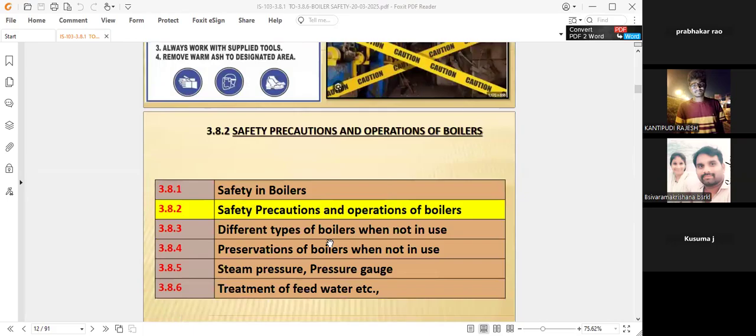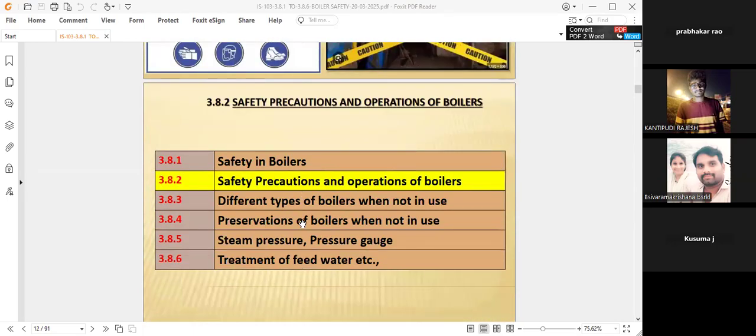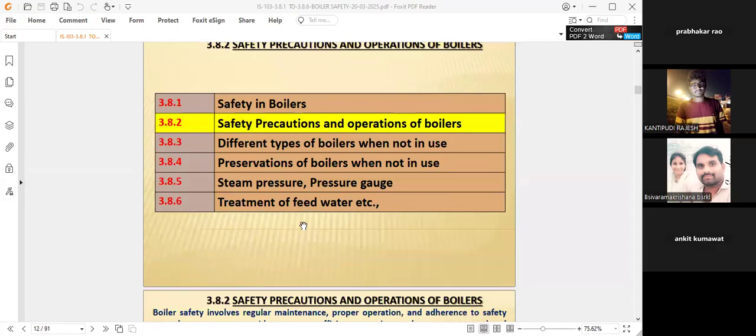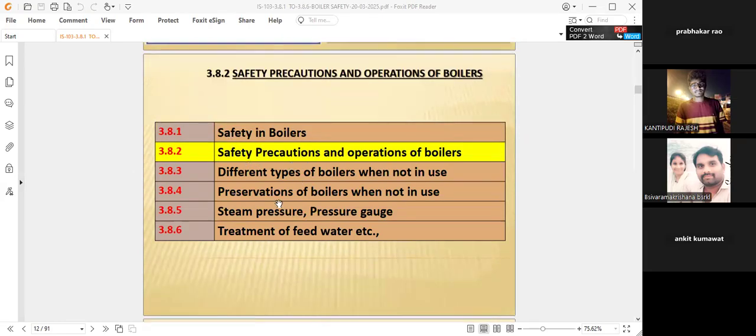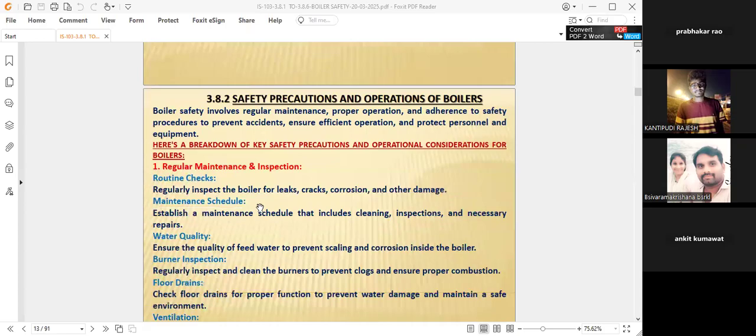Tomorrow we will start the next class, the safety precautions and the operations of the boiler. Operation is also important when compared to safety in boilers, and safety precautions are also important. Going into the details, boiler safety involves regular maintenance, proper operation, and adherence to safety procedures to prevent accidents, ensure efficient operation, and protect personnel and equipment.